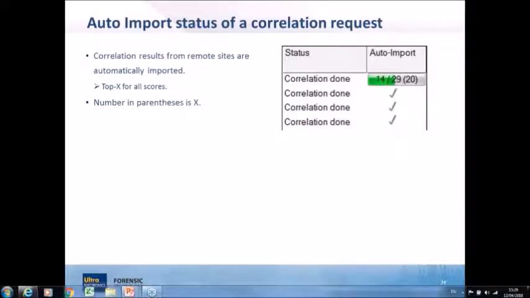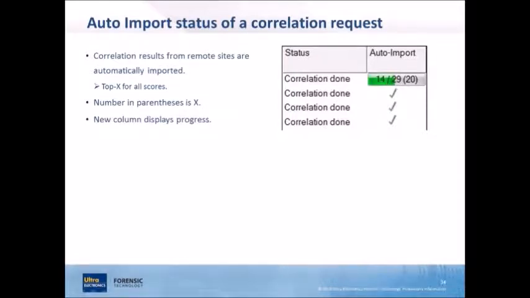This new column here allows us to see if the auto import has completed successfully or if it's had an error. It's useful for us if we don't want to start our review until we're sure all the results have been imported and we know we're not going to be delayed waiting for an exhibit to get imported from somewhere.